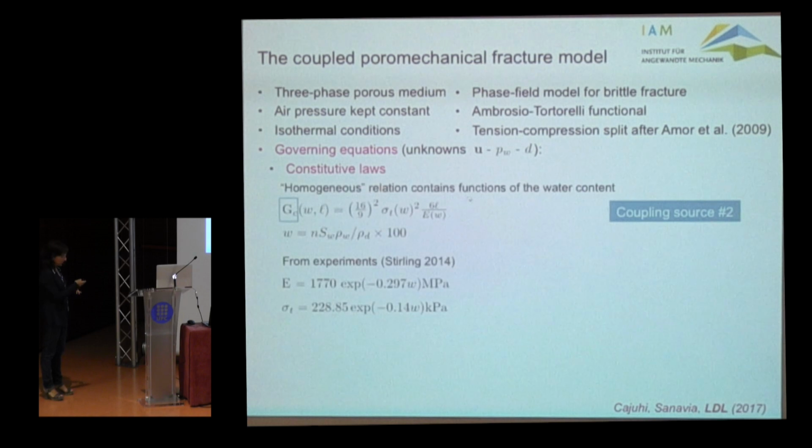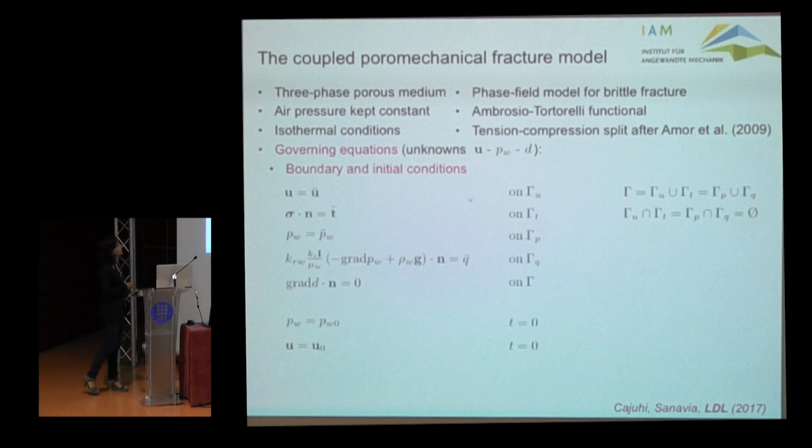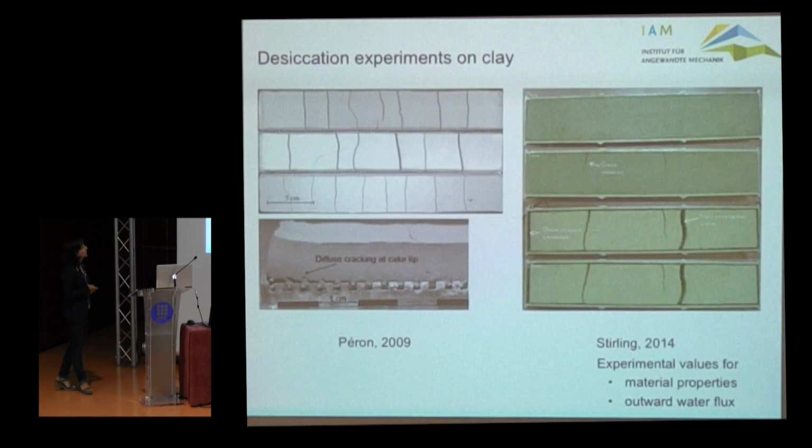So we didn't introduce coupling here, but we had a constitutive law which we found from experiments which relates the fracture energy to the water content. So you can recognize here, this is again the homogeneous relationship I showed you before already for calibration. Only here the tensile strength is a function of the water content and the elastic modulus is also a function of the water content. And these functions were known from the literature. So we just plugged them in and we found a fracture energy which is a function of the water content. Then of course we need initial and boundary conditions.